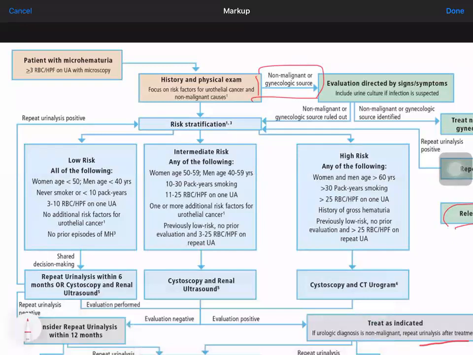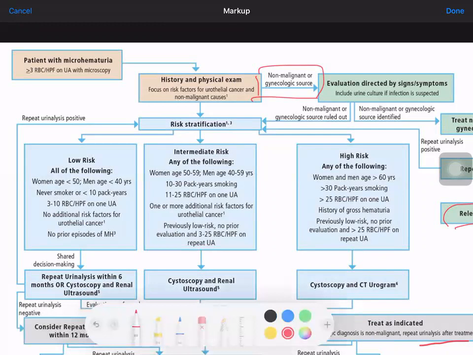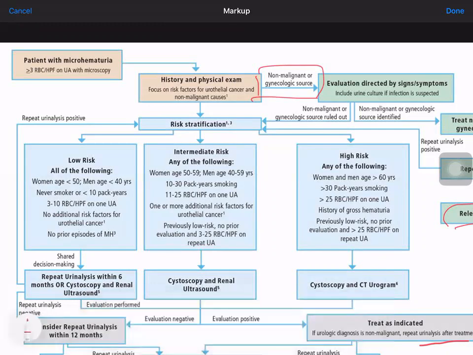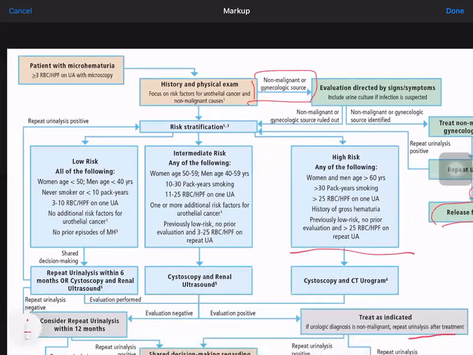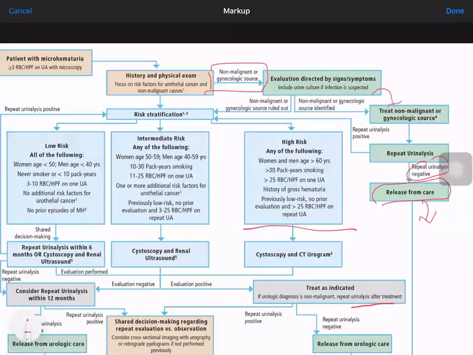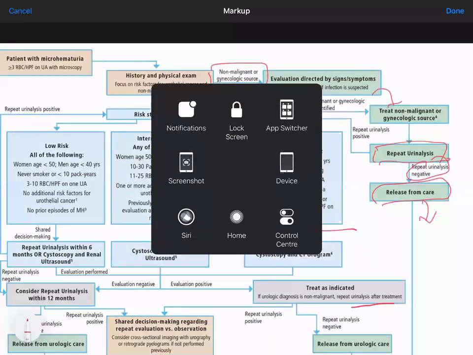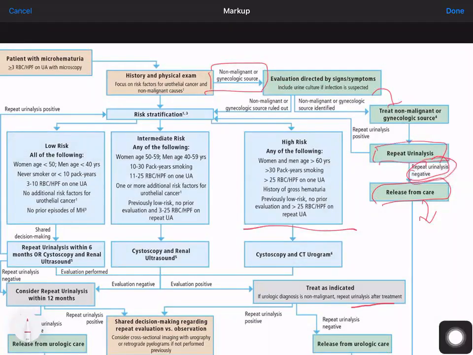So first thing, if the patient has hematuria, we have to take the history and do a physical examination. We have to find out a non-malignant or gynecological source. If it is positive, we have to treat that cause, and after treating that cause, we have to repeat the urine analysis. If the repeat urine analysis is negative, we can release the patient from care.